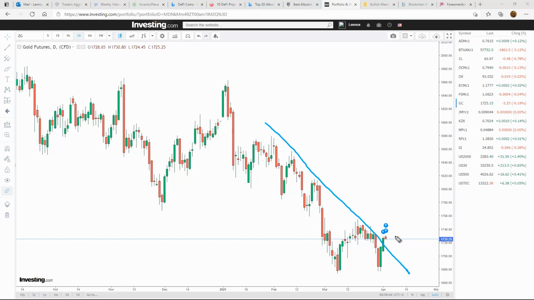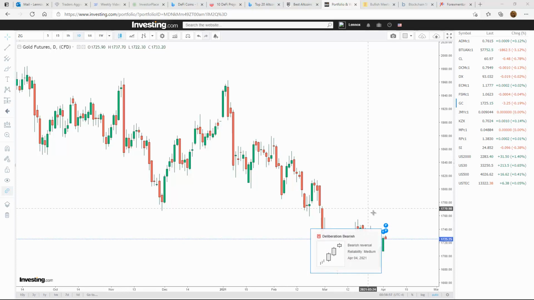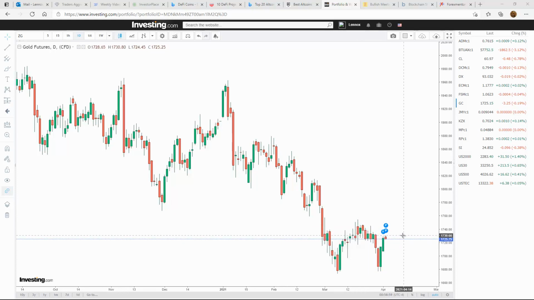I think it's still more weakness to come. So I would be careful going long on gold at this point in time. So it's in a bit of a neutral state at this point, but we could see further weakness as time goes on during this week.